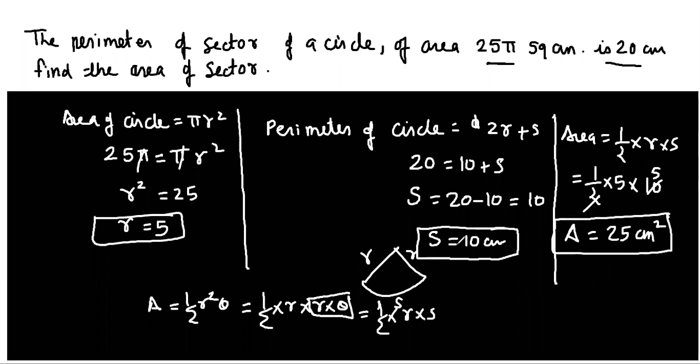See how we landed on the area of the sector. We first found the radius. Then we found the length of arc. By using the formula, area of sector is equal to half into radius into length of arc, I found the area of the sector. I hope you have understood it, and please copy this.